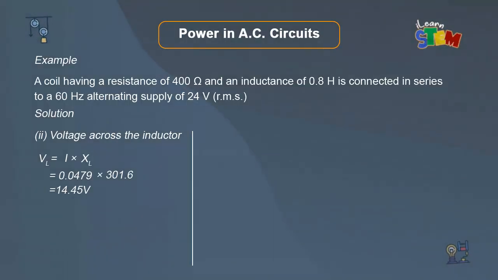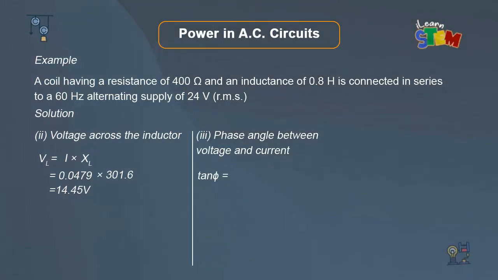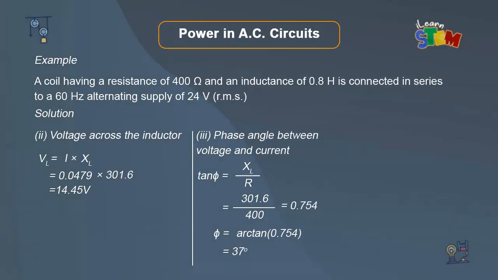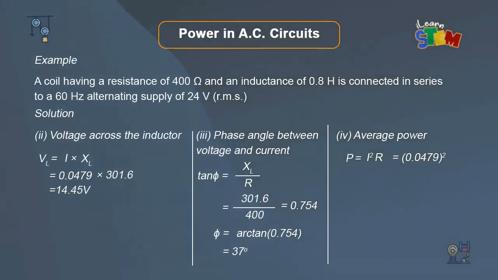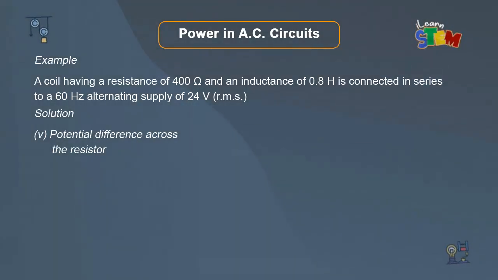Step 3. Phase angle. The tangent of the phase angle is reactance over resistance. That is, 301.6 divided by 400, which equals 0.754. Taking the arctangent gives a phase angle of 37 degrees. Step 4. Average power consumed. The power is the current squared times the resistance. So, 0.0479 squared, multiplied by 400. That equals 0.918 watts.